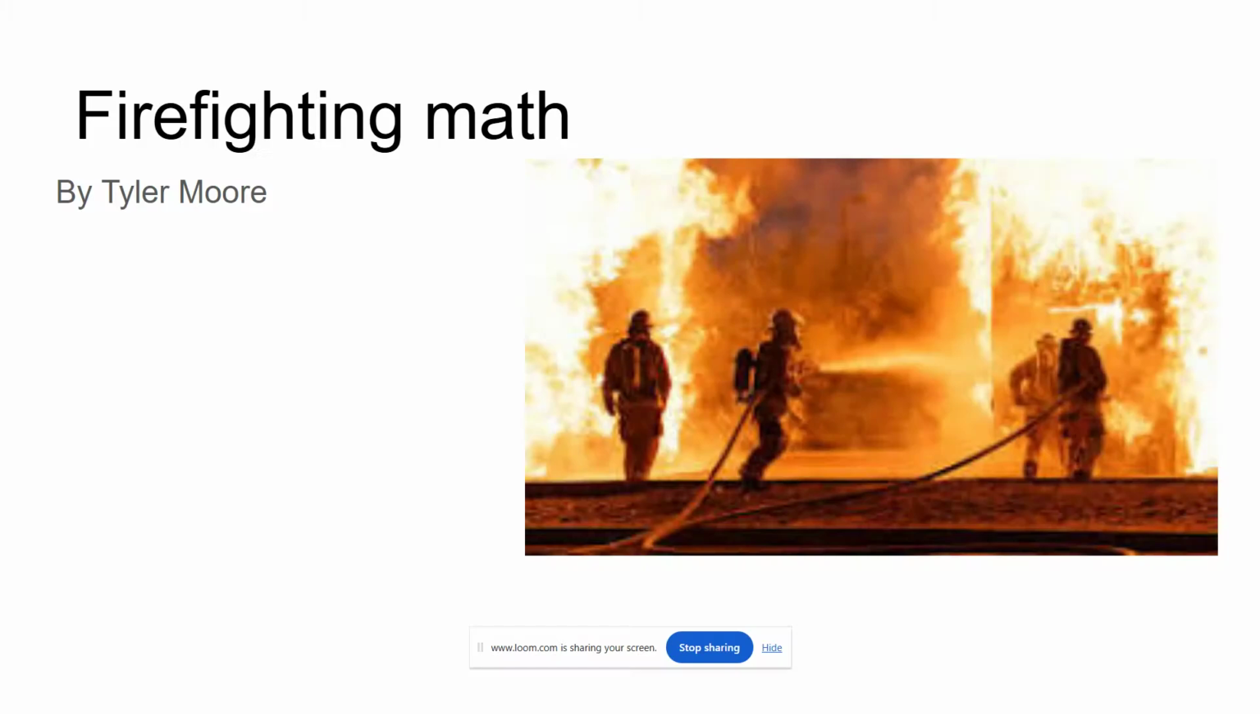So I'm doing my final project on the firefighting math, more specifically how fast fire can spread. I was going to do it on the paramedic field, but they both overlap each other, so I was just going to do it on fire anyway.